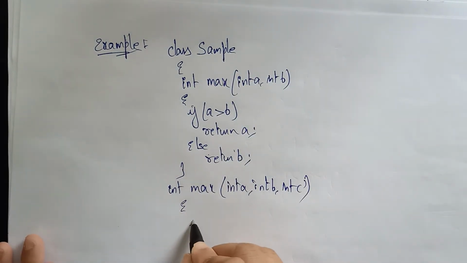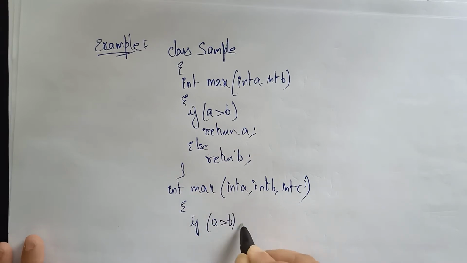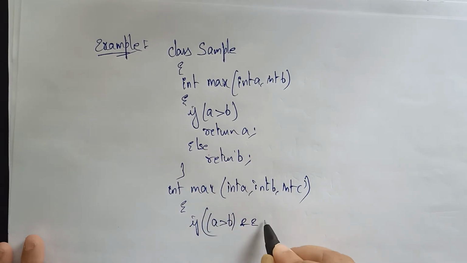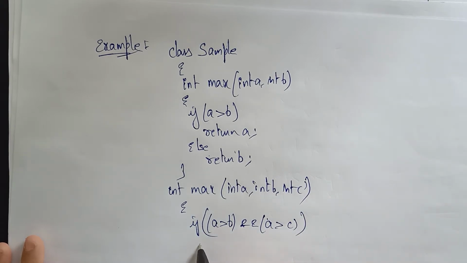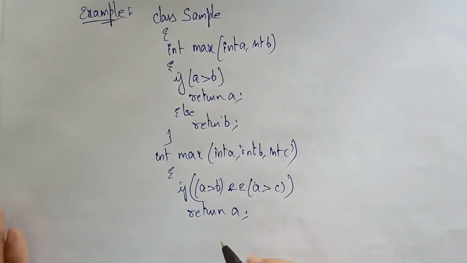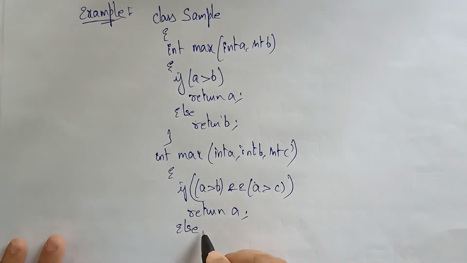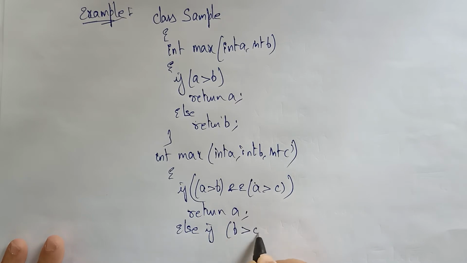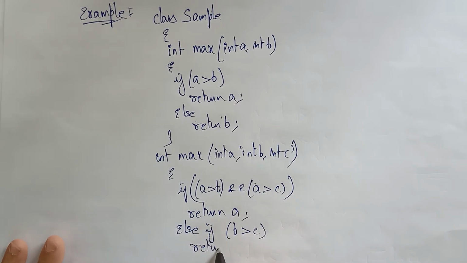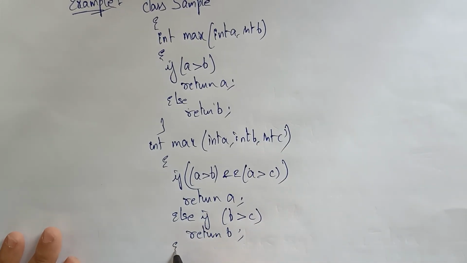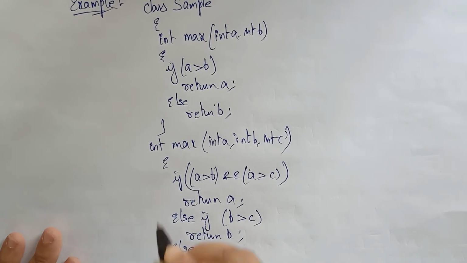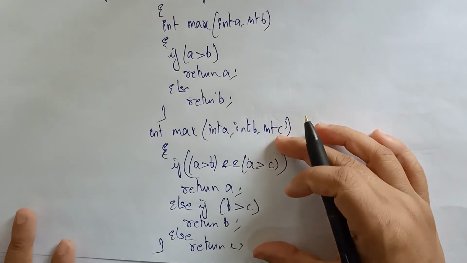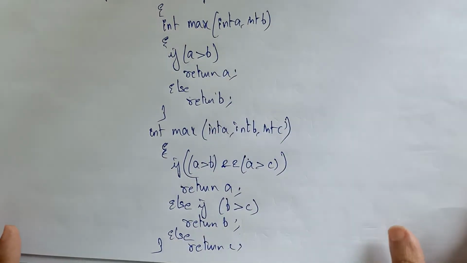So here I am checking if a is greater than b and a is greater than c, then obviously a is greater, so return a. And again I am checking another condition: else if b is greater than c, return b. Finally, else return c. So this is another method. This is one method. So two methods with the same name, max, I have written.